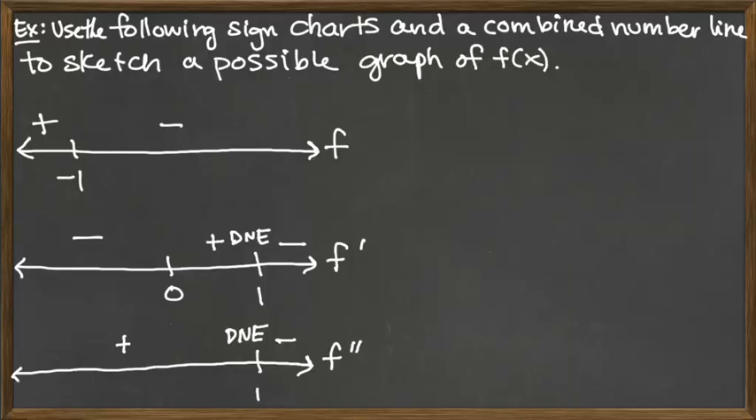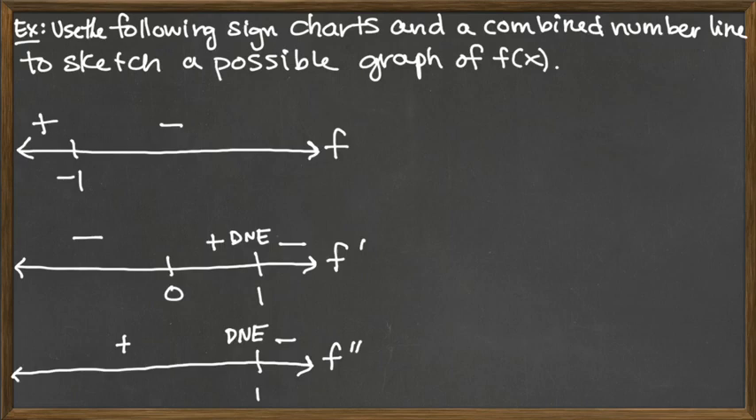In this example, we're going to use the given sign charts for f, f prime, and f double prime to construct a combined number line and then use that combined number line to get a good sketch of a possible graph for the original function f. So the piece of information that f is giving us is whether we are looking at above or below the x-axis. F prime is giving us increasing and decreasing, and f double prime is giving us concave up, concave down.